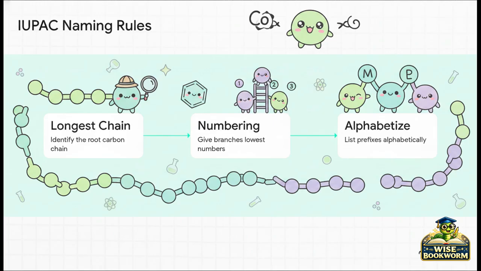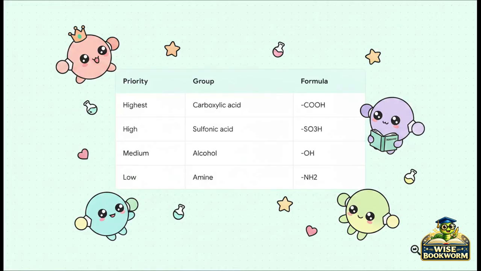First, find the longest continuous chain of carbon atoms. That is your root name. Second, number that chain from the end that gives any attached branches the lowest possible numbers. And third, when you write the whole thing out, just alphabetize the names of those branches. Follow those steps, and you can name virtually anything. So, you might be wondering what happens when you have multiple functional groups fighting for attention on your molecule. Well, that's when you consult this ultimate hierarchy.